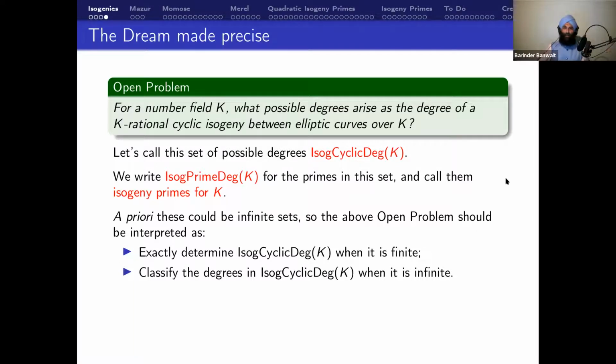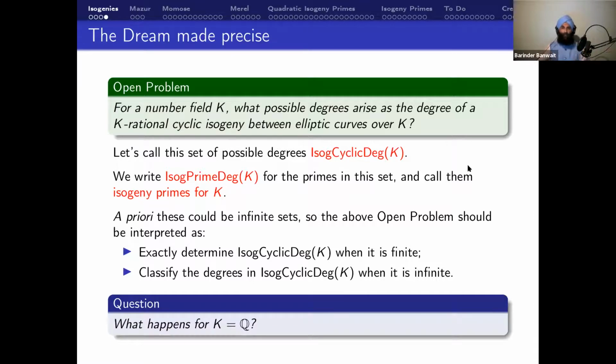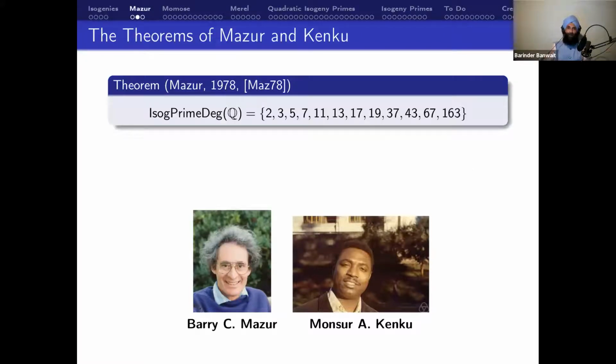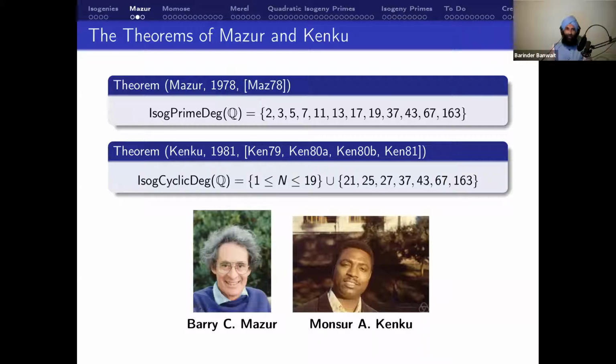A basic question here is what's going on for K equals Q, like the simplest number field. So in 1978, Mazur proved not only that Isog PrimeDeg Q is finite, but it is exactly this set of 12 prime numbers. Moreover, in the introduction to Mazur's paper, he considers the more general problem of cyclic isogeny degrees, and he reduces its determination to 5 composite values that he's not able to determine. And thereby, in a series of 4 papers, Kenku deals with those 5 values, from which we have a complete answer to that dream made precise for K equals Q, namely that the cyclic isogeny degrees for elliptic curves over the rationals are exactly the integers from 1 to 19 and these 7 other values.